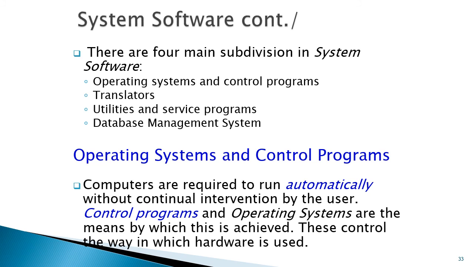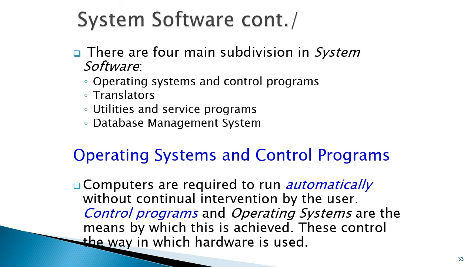Okay, so for the system software, there are 4 main subdivisions. The first subdivision we are talking about is the operating systems and control programs. The second is translators, utilities and service programs. Then lastly, the database management systems. Okay, let us start with the first subdivision in the system software.